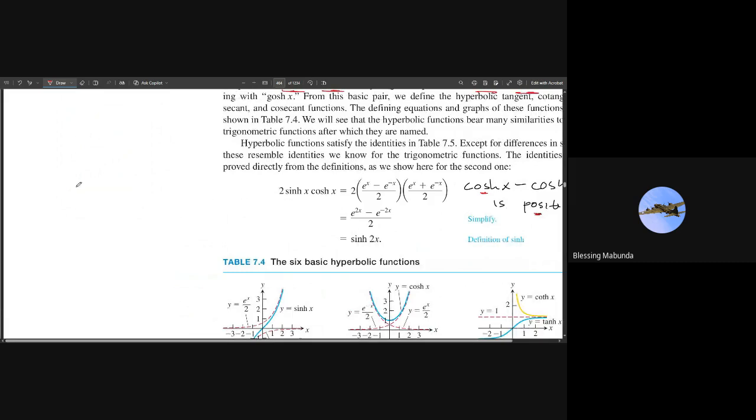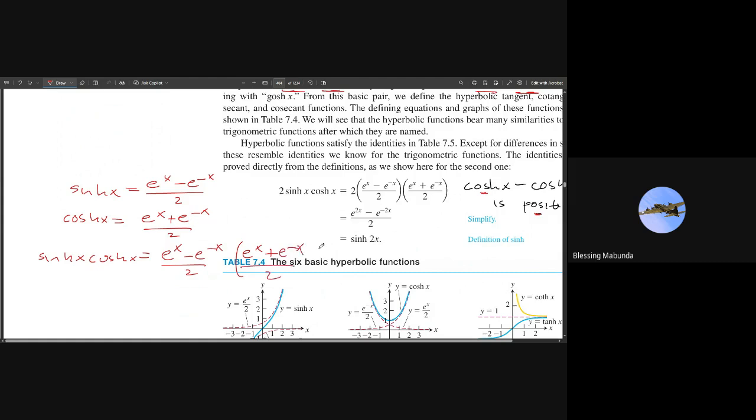So we've defined the sinh in this manner. We said that that's e to the x minus e to the minus x divided by 2, and then the cosh x is equal to e to the x plus e to the minus x divided by 2. That means that when you multiply these two, sinh x cosh x, you're going to use these definitions that we have for them. So that's like that, divided by 2, multiplied by e to the x plus e to the minus x divided by 2 in that manner.